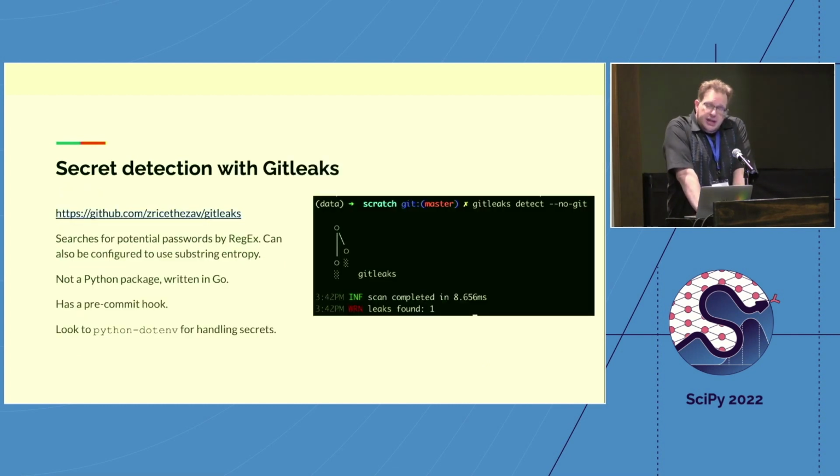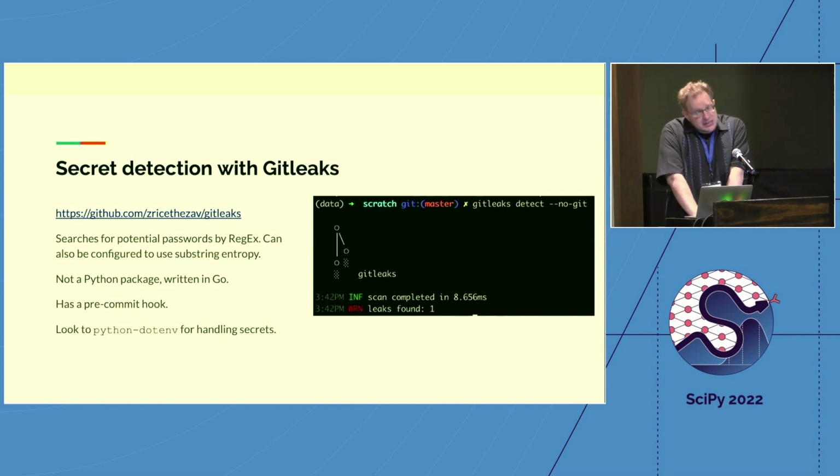A good tool to help you with this is a tool called Gitleaks. It has a number of regex rules that it looks for different passwords, and you can also set it to do substring entropy. Look for long, randomish looking characters. It's not a Python package. It's written in Go. Installation is a little bit more complicated, but it does have a pre-commit hook, and I think it's a very helpful tool to add to your tool chain.